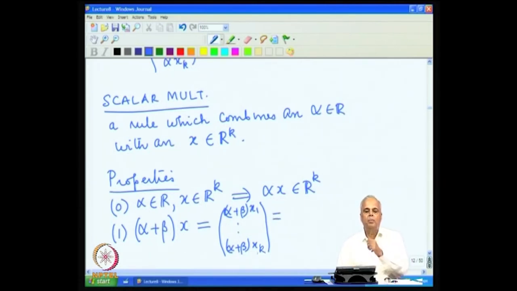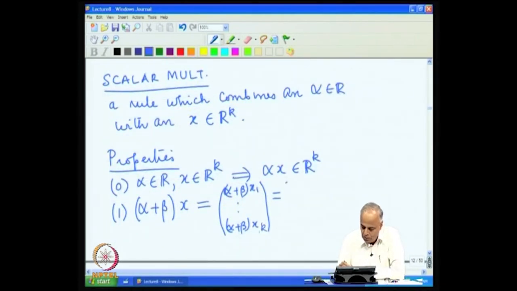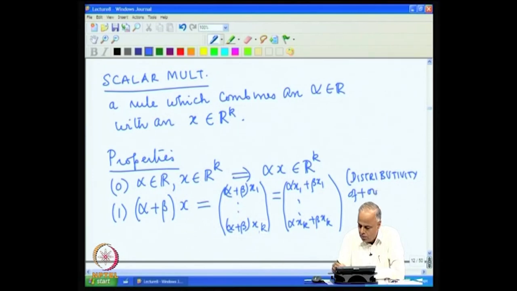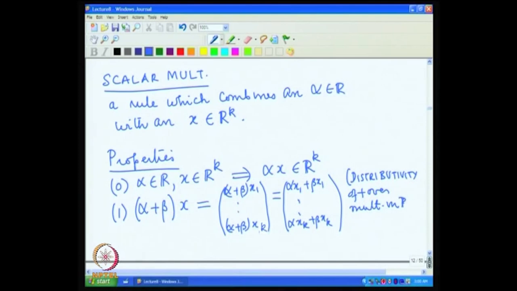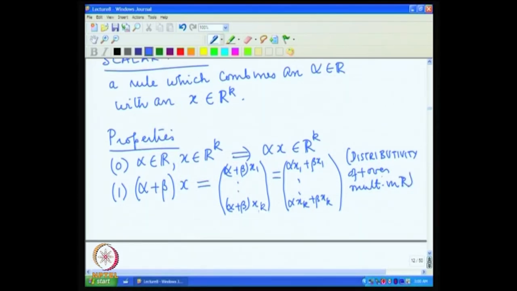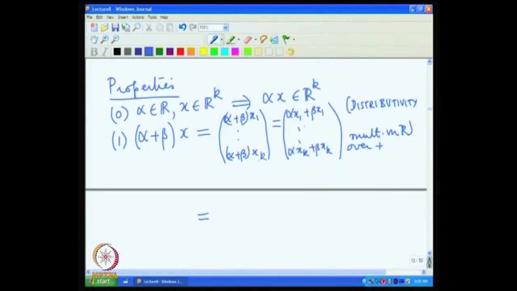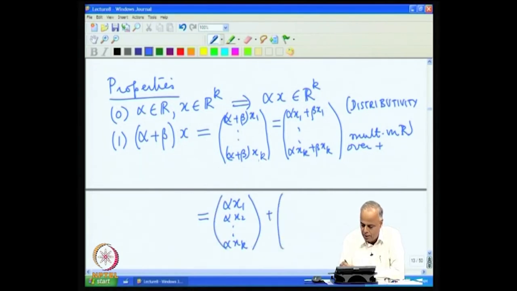Now, alpha is a real number, beta is a real number, x1 is a real number, and real number multiplication distributes over addition. So, the first entry is alpha x1 plus beta x1, ..., alpha xk plus beta xk, which is because of distributivity of multiplication over plus in R. Multiplication over plus, let's put it that way. It's a more appropriate way of saying that multiplication distributes over addition. Now, this by definition of vector addition in Rk is alpha x1, alpha x2, ..., alpha xk plus beta x1, beta x2, etcetera, beta xk.